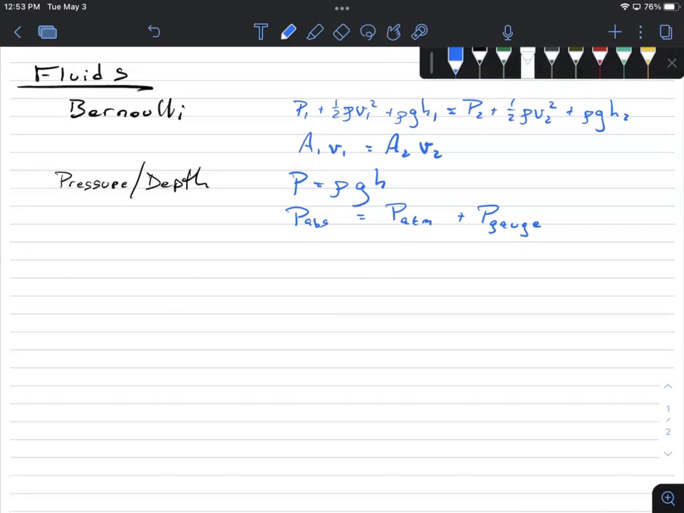Or I'll say a piece of equipment slips off a boat and falls down into the water 25 meters. What's the total pressure felt by this machine? Total pressure means I want the absolute pressure. Include atmospheric in your calculation. So that's the difference between gauge and absolute pressure. Then we talked about Archimedes' principle.